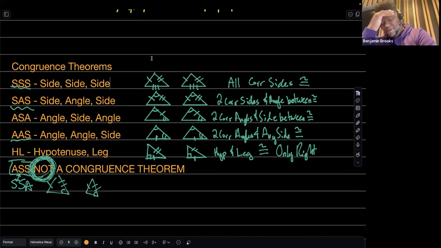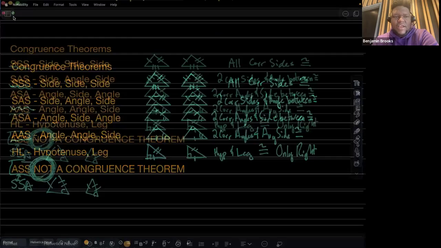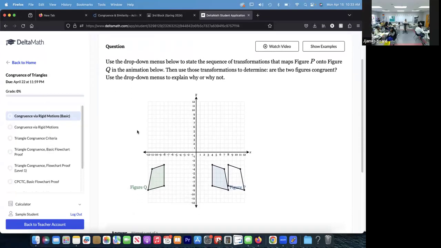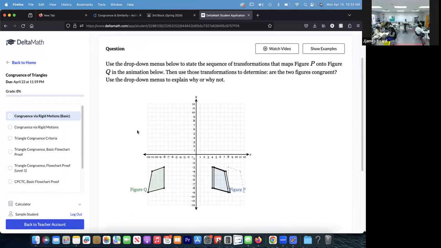Ms. James, how much more time do I have? 20. Okay, perfect. This is going to take 5. So y'all are not going to finish this today, but you are going to at least be able to get started. All right. So go ahead and go into Delta Math right now, because I want to make sure that you all know how to do it.